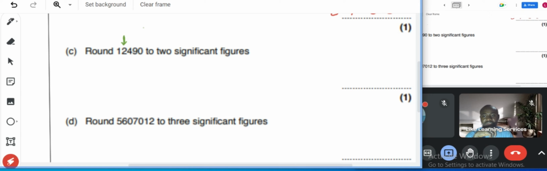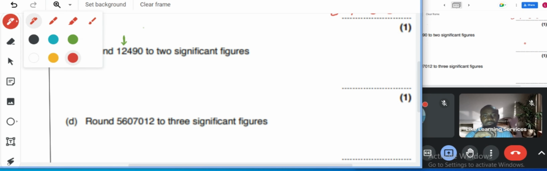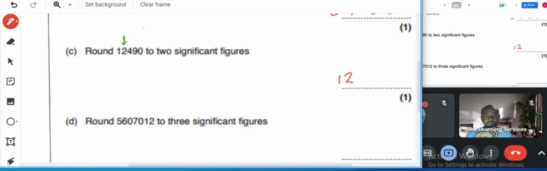The next number is 4. Is it up to 5? No. So we're ignoring it, isn't it? Yeah. So what do we write? What is the answer? 12,000. 1, 2, everything will become 0, 0, 0, isn't it? Yeah. 12,000.